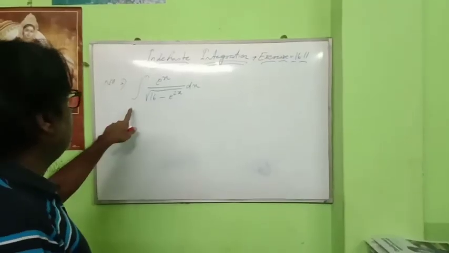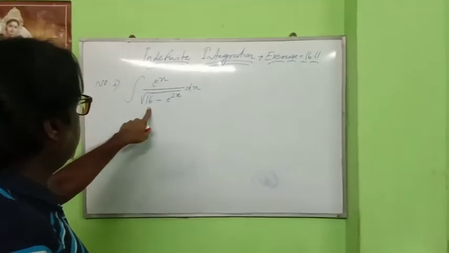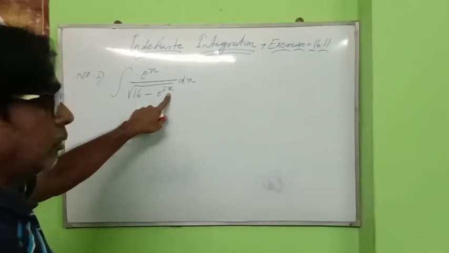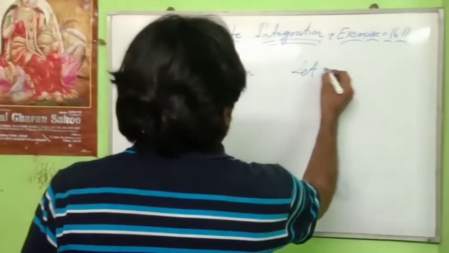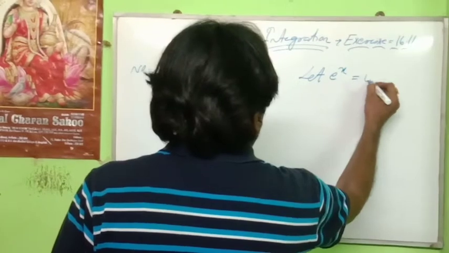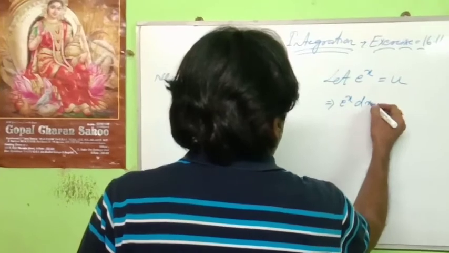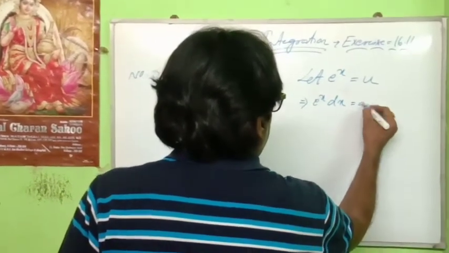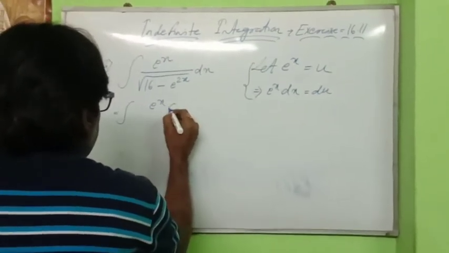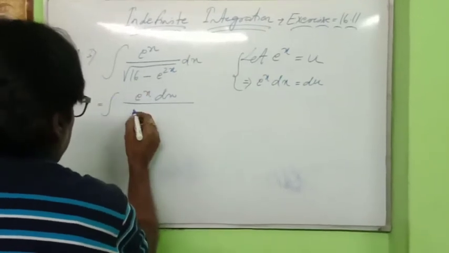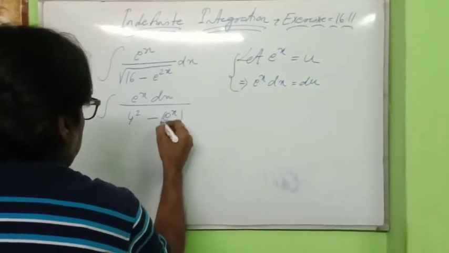Just see the question number 3 I am taking from the exercise: e to the power x dx by root over 16 minus e to the power 2x. Which one do I have to take as substitute? Just see. Let e to the power x, you have to take as u from here. This will be e to the power x dx, the derivative of e to the x is the same. That is du. Now you have to put here. Just try to simplify here. e to the power x dx, this is the question given. And 16 means 4 whole square. This will be e to the 2x given, means e to the power x whole square.